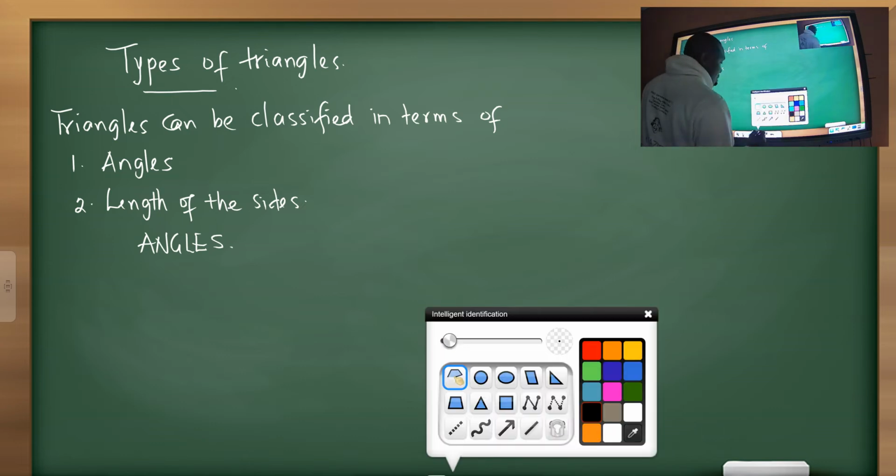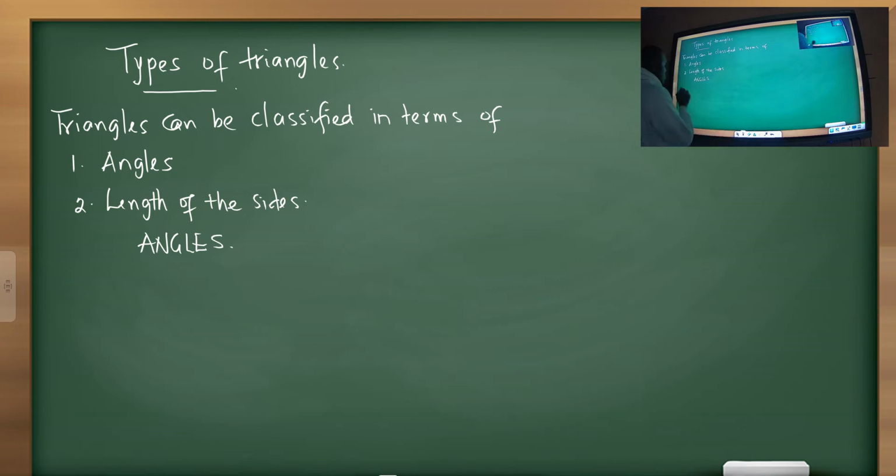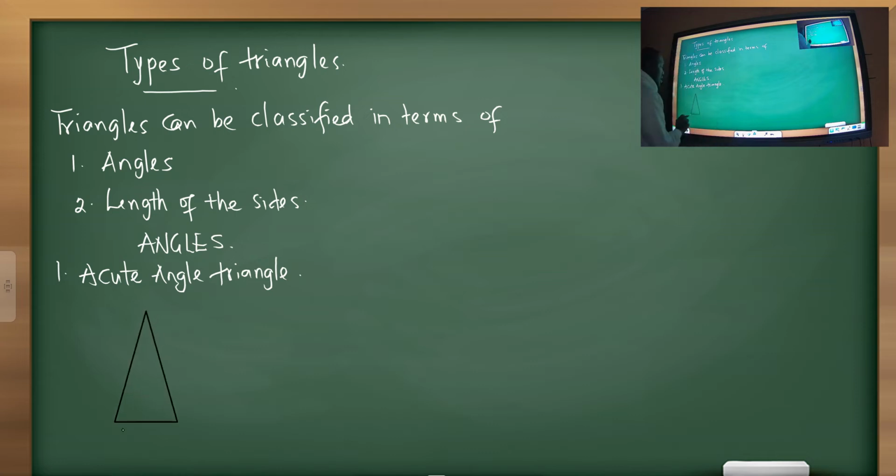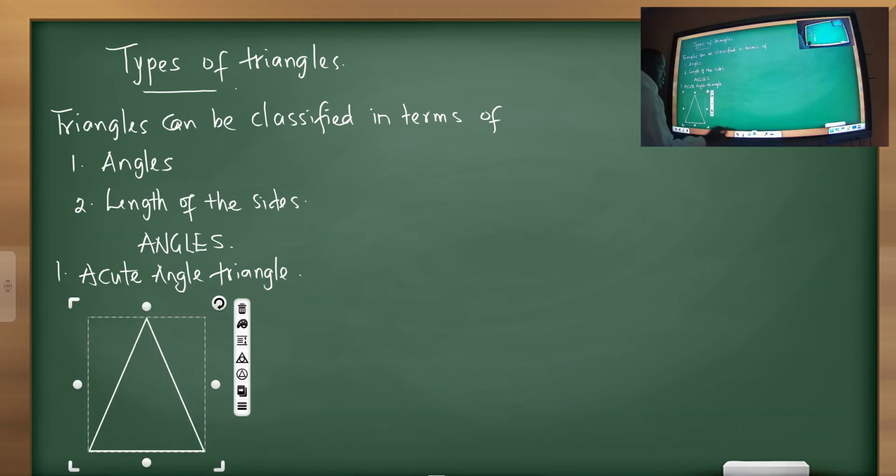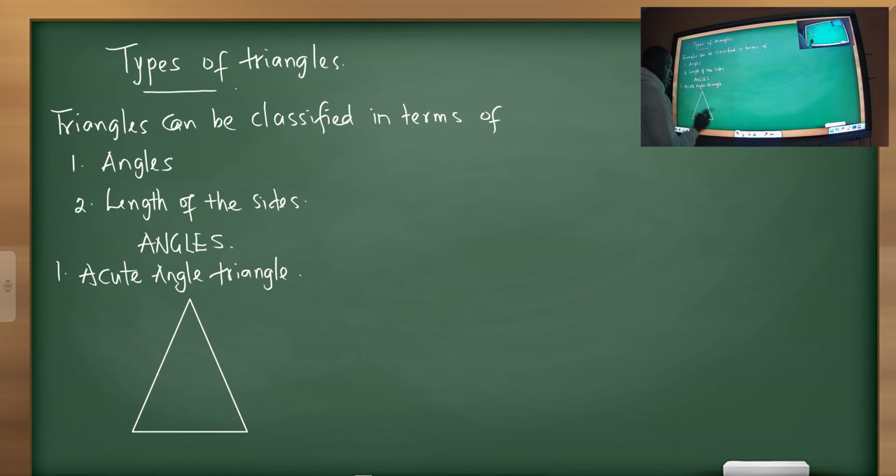In terms of angles, the first one we would consider is number 1, an acute angle triangle. Okay, let's make this white. All right, an acute angled triangle.